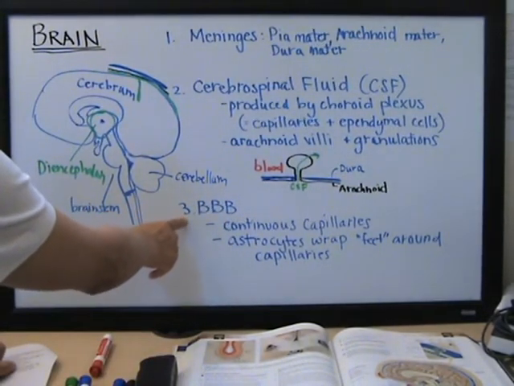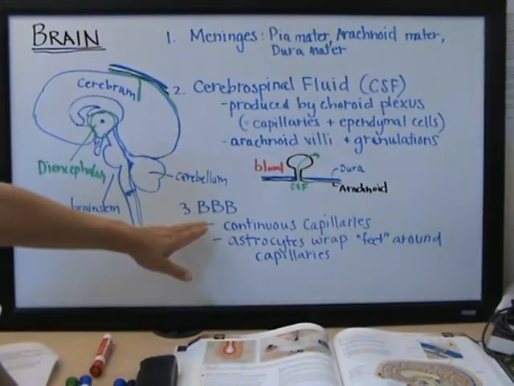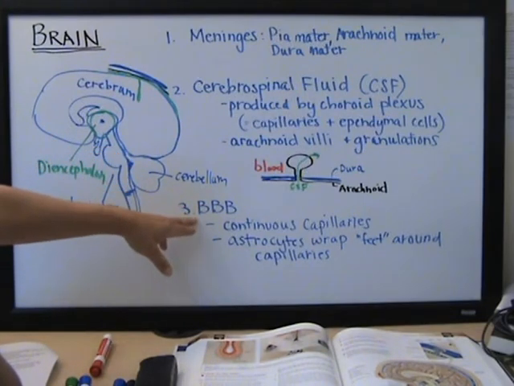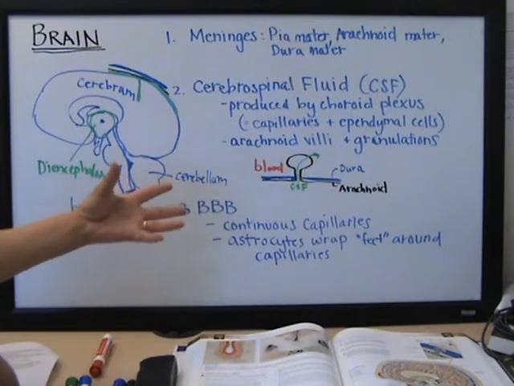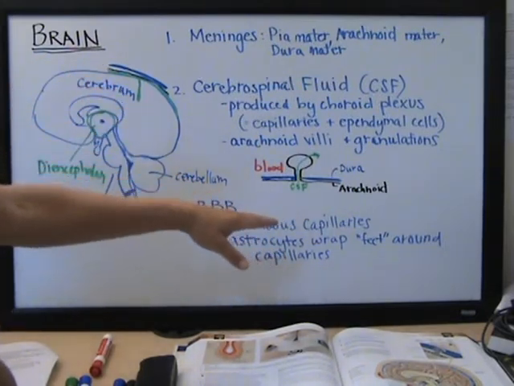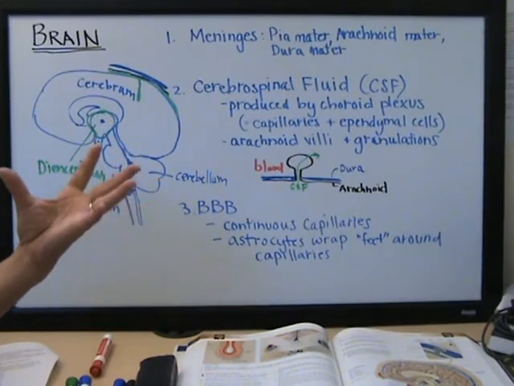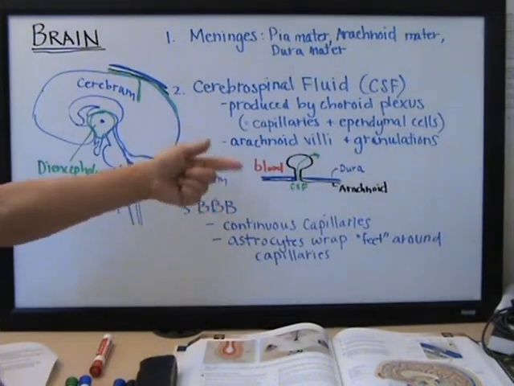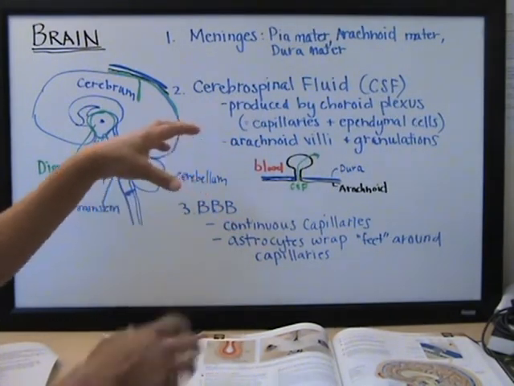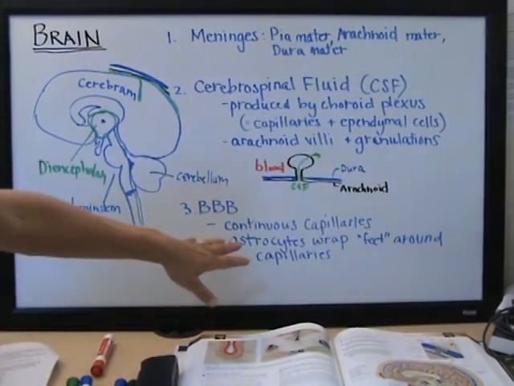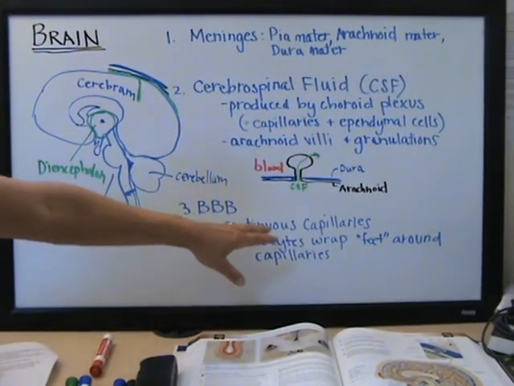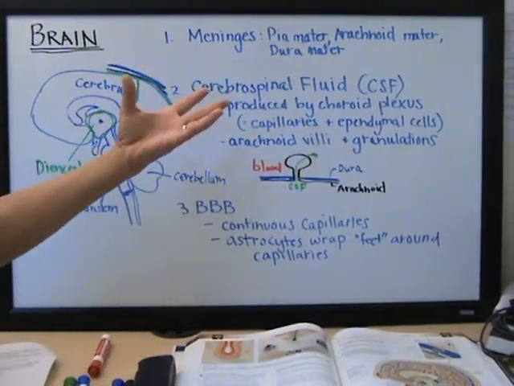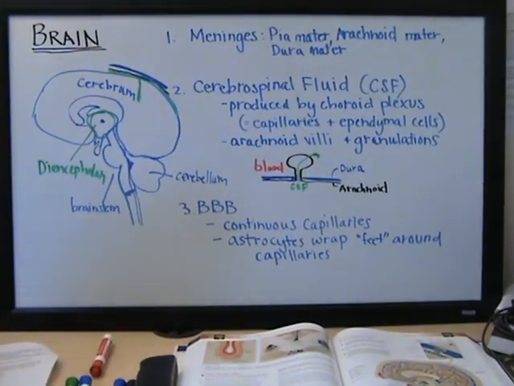The last thing I want to mention is the blood-brain barrier. The blood-brain barrier is a very important part of the brain and support for the brain. It's made up of continuous capillaries. So within the brain, there are capillaries that have what are called tight junctions that are held closely together. And surrounding those capillaries are astrocytes, or the feet of the astrocytes, that wrap around and provide that extra protection for the brain, so substances that are traveling within the capillaries can't easily cross into the brain. It's a way to protect the brain from toxins and other things.